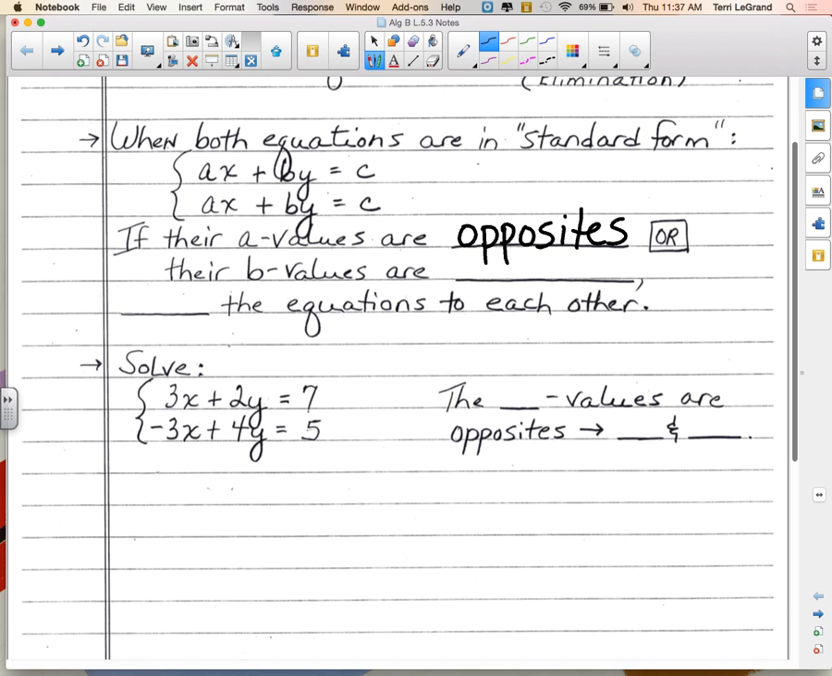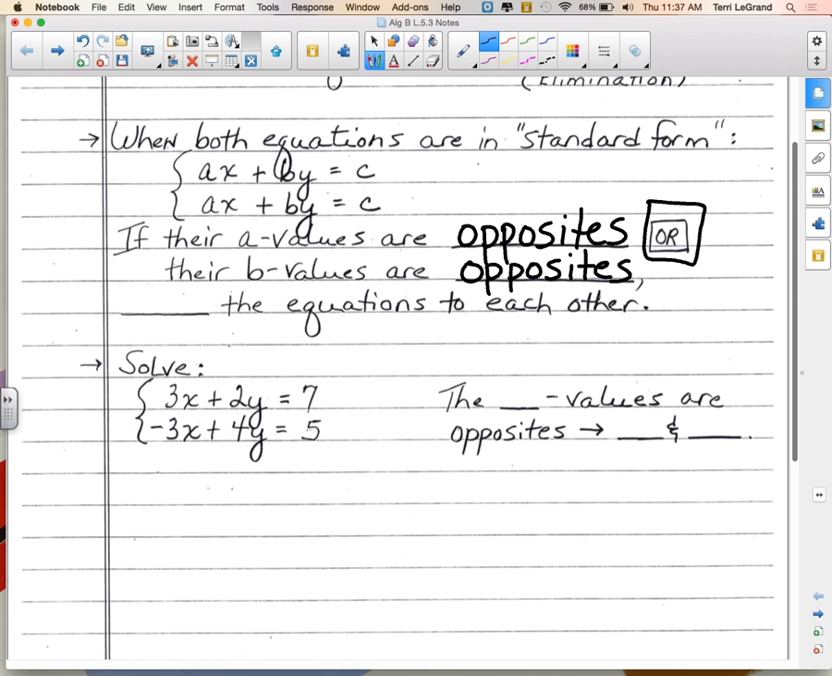2 and negative 2. So when the a's are opposites, or, you know what, you want to put another box around that? That's an or. It doesn't have to be both of these. If the a values are opposites or their b values are opposites. So we're going to zero in on the number of x's and the number of y's. We're going to say, are either of those opposites of each other?